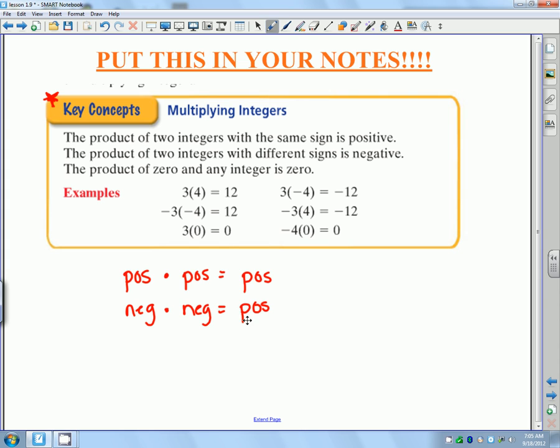You might want to add this to one of your foldables on the back so that you have it for your test or quiz. The product of two integers with different signs is negative. So if you have a negative and a positive, you're always going to get a negative. That was just like the problems we just saw. The product of 0 and any integer is 0. I'm pretty sure you all know that.